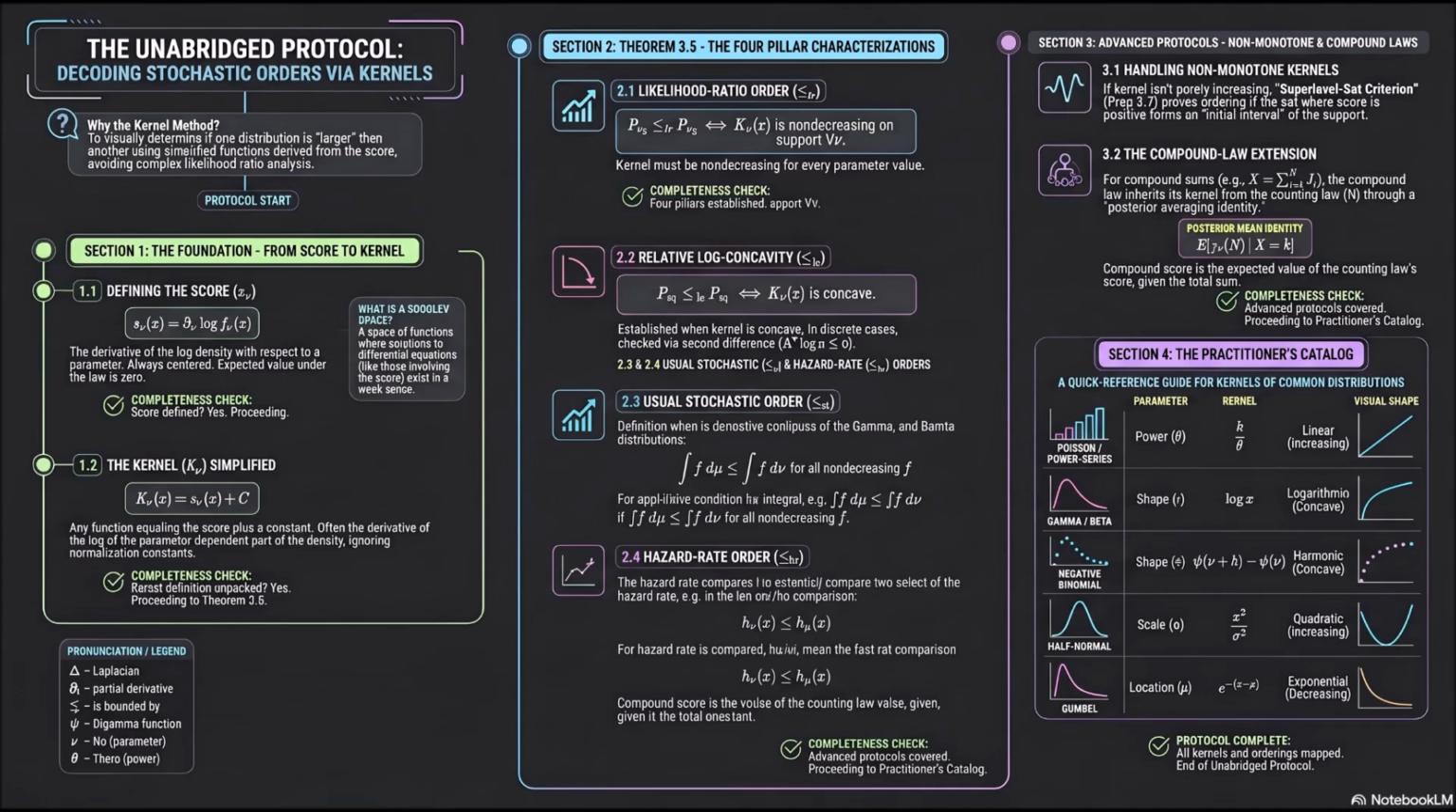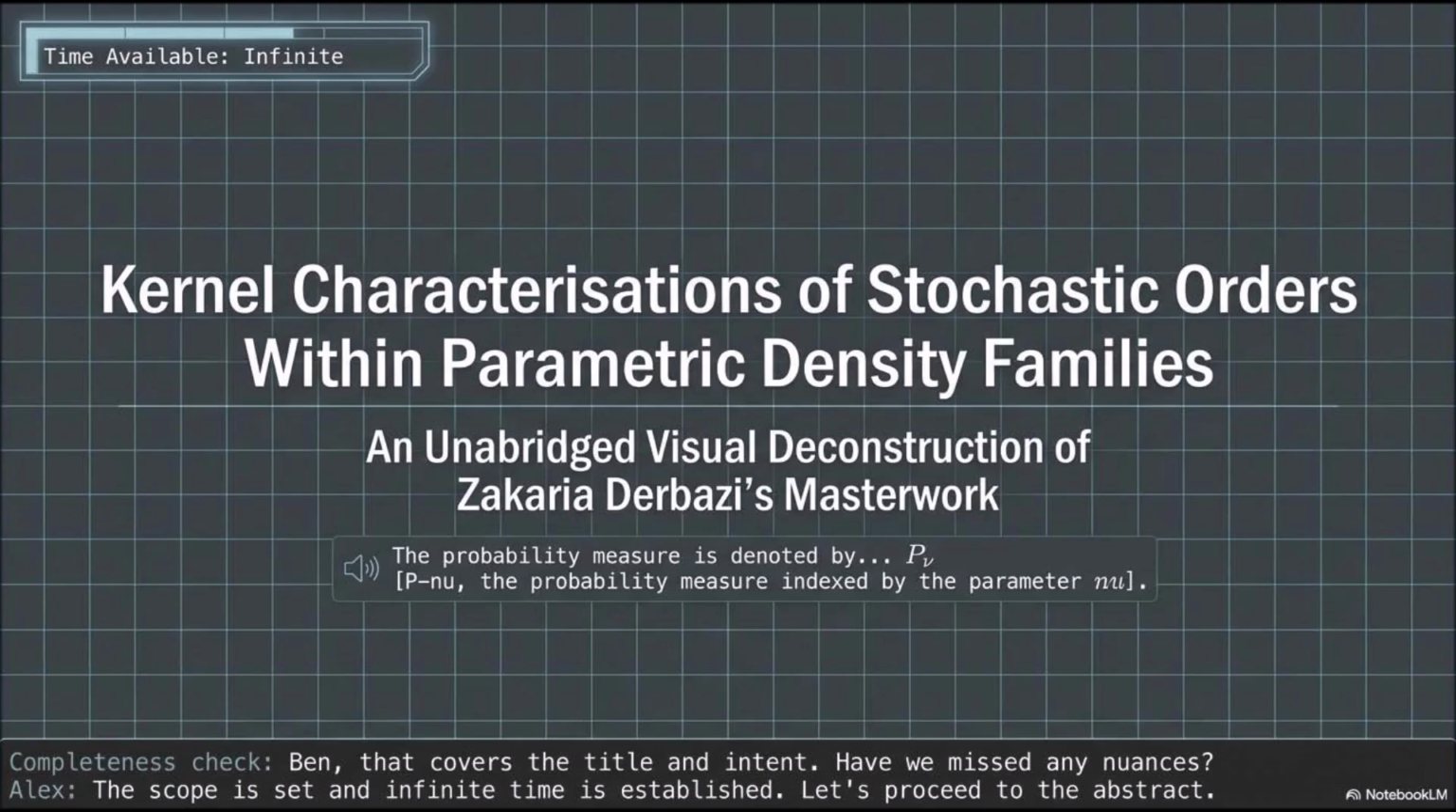Derbazi proves that even if the kernel wobbles, even if it's not perfectly monotonic and goes up and down, you can still order the distribution if the superlevel set behaves in a specific way. How so? As long as that positive area forms a solid, unbroken initial chunk above sea level and then drops below sea level into negative territory without ever bouncing back up, the tail conditional inequalities still hold true.